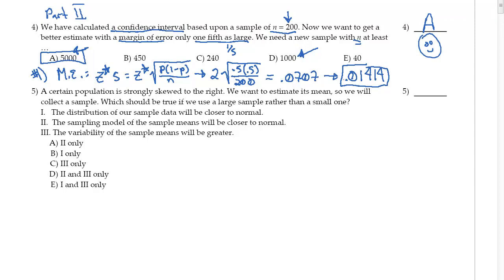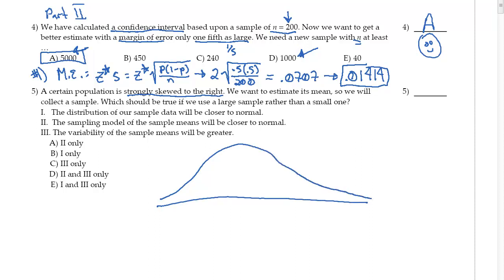So that's 2 of those. A certain population is strongly skewed to the right. As I draw a picture of this, it's not going to be an even tail, but skewed out to the right. We want to estimate its mean, so I'm looking for the center here. We will collect a sample, comparing a large n versus a small n.